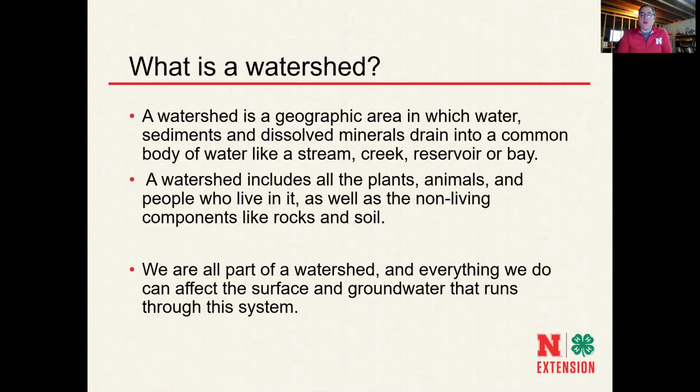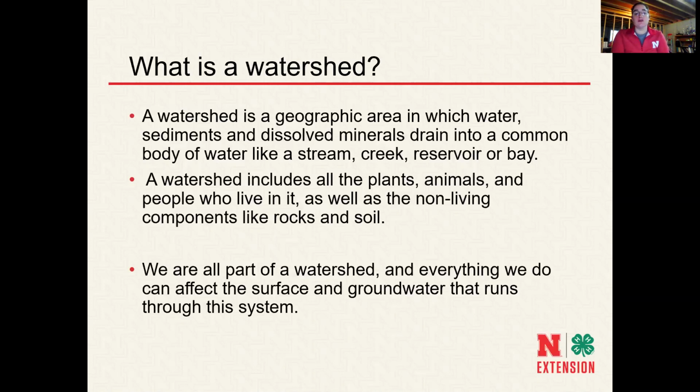All right, so let's talk about what a watershed is. When I go into the classroom to teach this, we talk a little bit about watersheds, but we also talk about runoff from fertilizer and pesticides and how those impact our environment if a farmer or producer puts down too much, and how that affects the environments around that farm. So a watershed is just an area in which water, any sediments or dissolved minerals drain into a common body of water. This could be a stream, a creek, reservoir, or a bay. Also could be a river, anything like that.